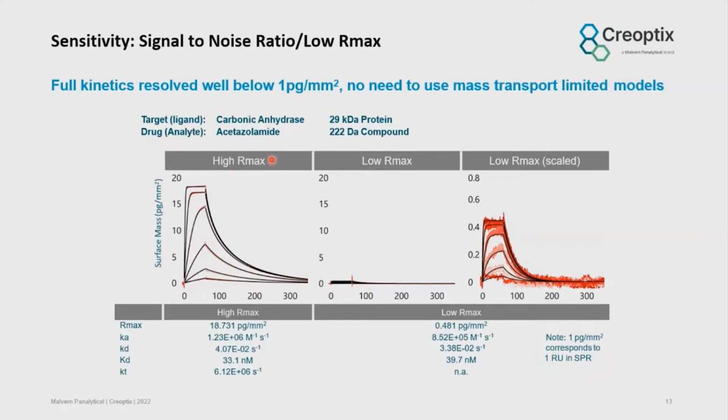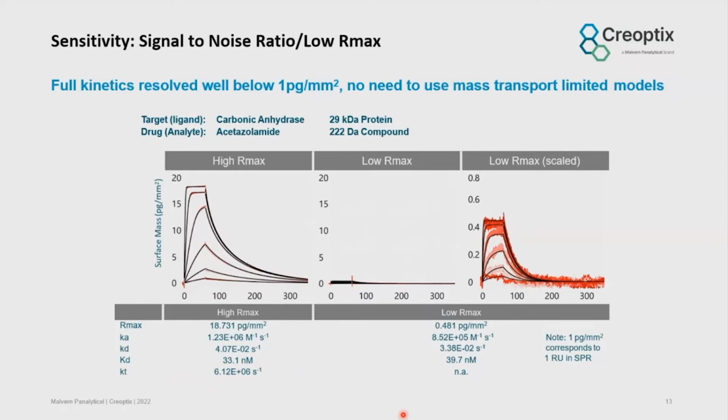In this example, we have a target carbonic anhydrase, and we're looking at a small molecule drug, acetazolamide binding. In this first graph, we have a very high Rmax, which means we immobilize a lot of protein target onto the sensor surface. If we immobilize much less and we zoom up on this sensorgram, we can very clearly see that we can resolve these kinetics. Here we have our model data in black and our measured data in red. And what this allows us to do is to solve the kinetic parameters with much more accuracy. We also don't need to include these mass limit transportation variables as we solve the differential equation.